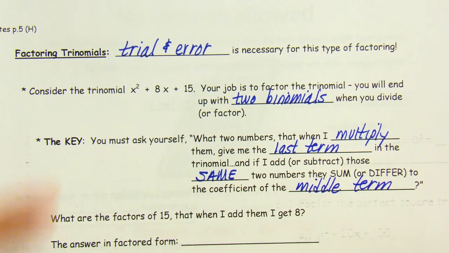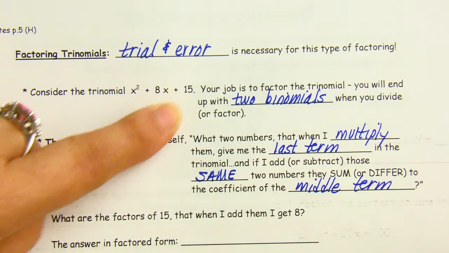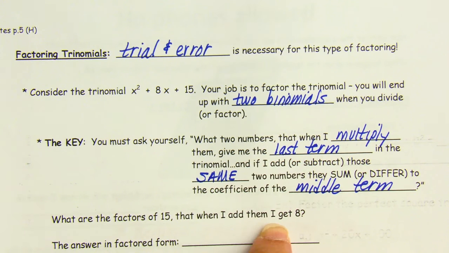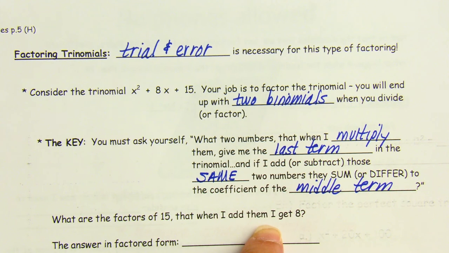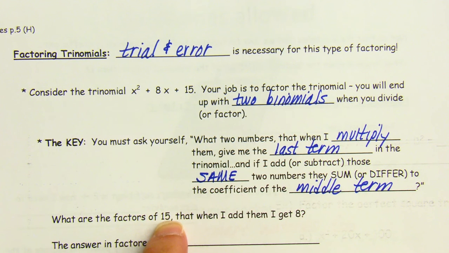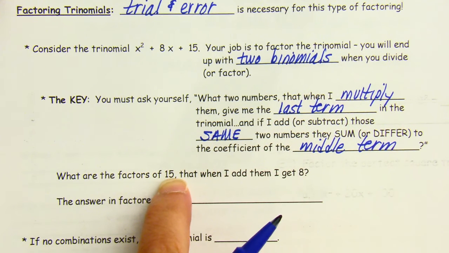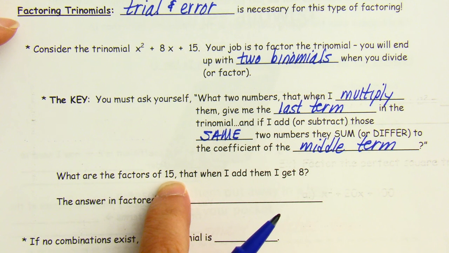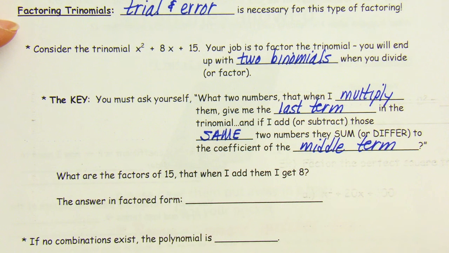Okay, so I'm looking at this example, and I have it typed out right here. What are the factors of 15 that when I add them, I get 8? What numbers divide 15 or multiply to 15? I mean, they'll divide 15 as well. And that when I add them, I get 8. Well, 15 is either equal to 1 times 15 or 3 times 5. Those are the only pairs. Well, it's got to be the 3 and the 5, because when I add 3 and 5, I get 8.